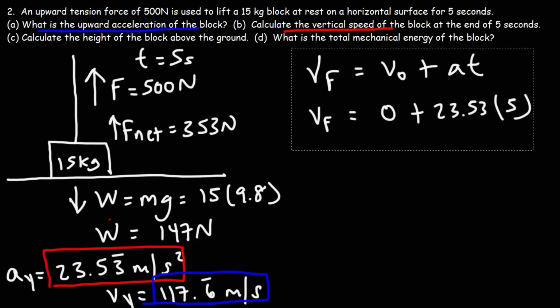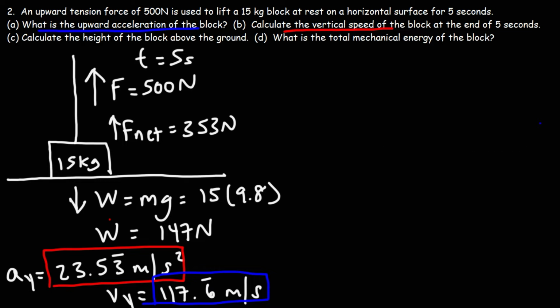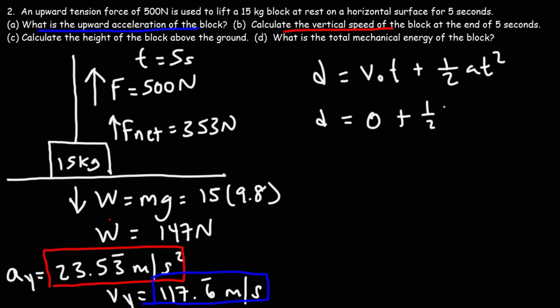Now moving on to part C, we're going to calculate the height of the block above the ground. To do that, we could use this formula: d = v initial t + 1/2 a t squared. d is going to be the displacement in the vertical direction. v initial is 0. We have the acceleration, which is 23.53 repeating, multiplied by the time, which is 5 seconds, and we're going to square it.